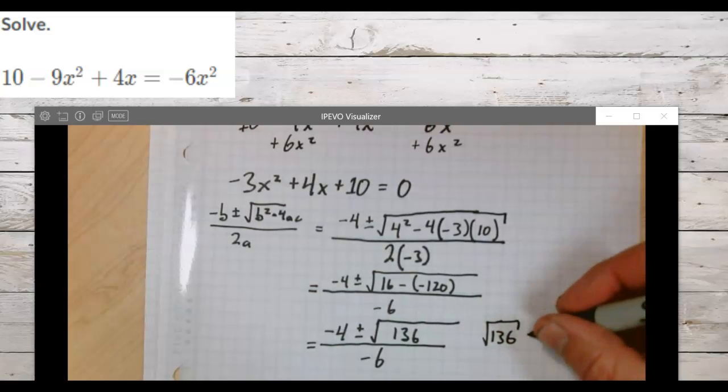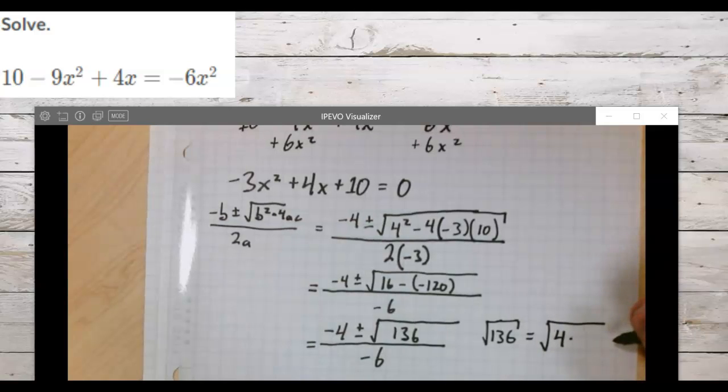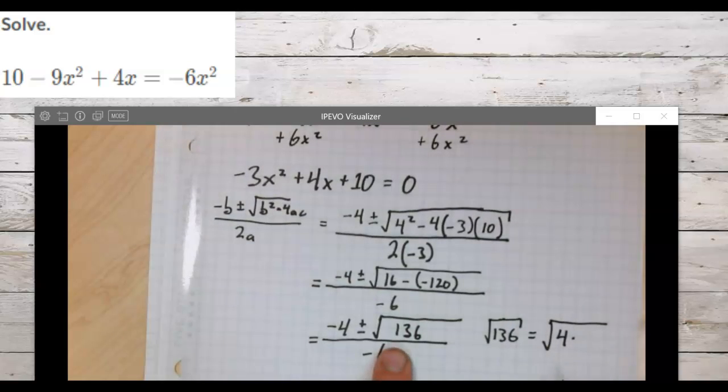Square root of 136, we're going to turn into square root of 4 times, okay, so 25 plus 9 more, right? Because 4 times 25 is 100. Then 4 times 9 gets you the 36. So 25 plus 9 is 34. I mean, of course, we could use calculators. And then that becomes 2 radical 34.